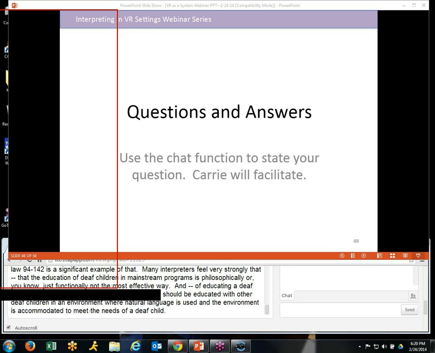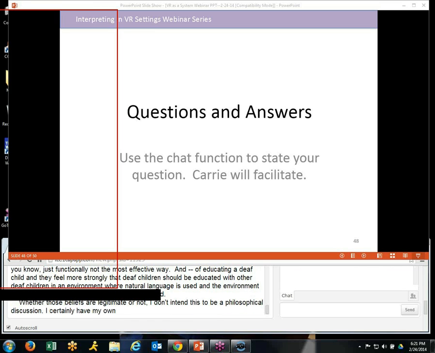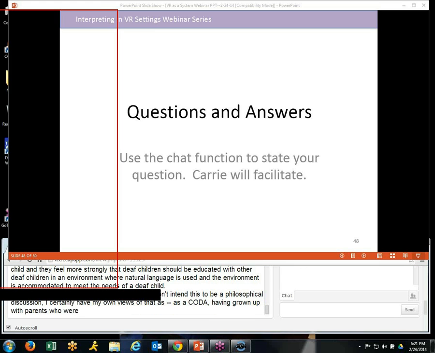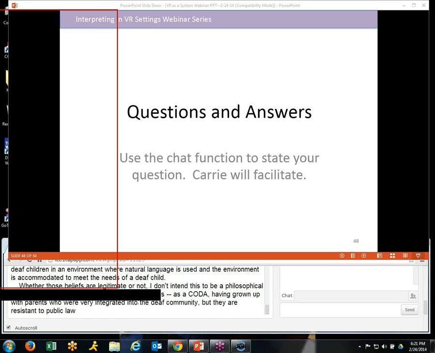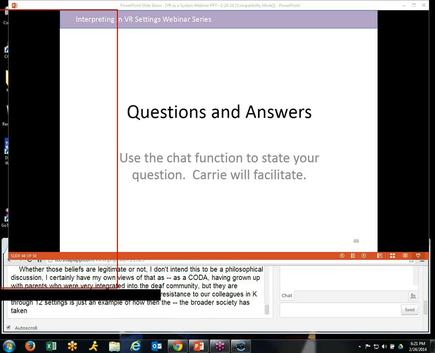Whether those beliefs are legitimate or not, and I don't intend this to be a philosophical discussion, I certainly have my own views of that as a CODA, having grown up with parents who were very integrated into the deaf community. But their resistance to Public Law 94-142 and our continued resistance to our colleagues in K-12 settings is just an example of how then the broader society has taken over the setting of standards around that particular work group.